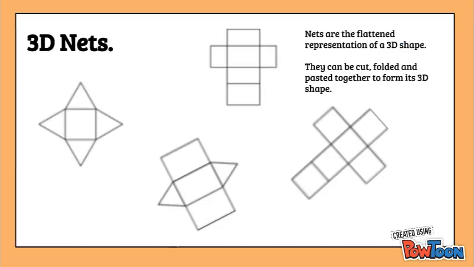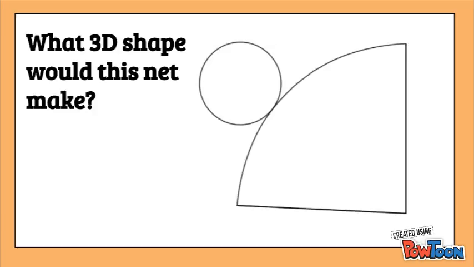On to nets. Nets are what each 3D shape can be made from. They are a flattened representation of a 3D shape. Have a look around. What 3D shapes can you see in the image? Nets can be cut, folded and pasted together to form its 3D shape. Have you seen these nets before or made them? Explore different nets throughout the keynote, but first, let's test your understanding.